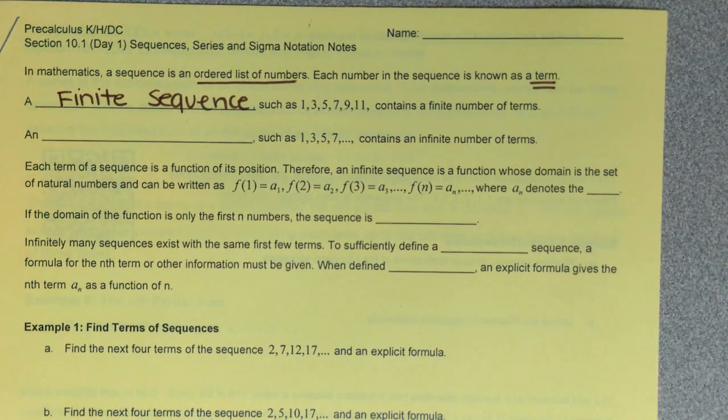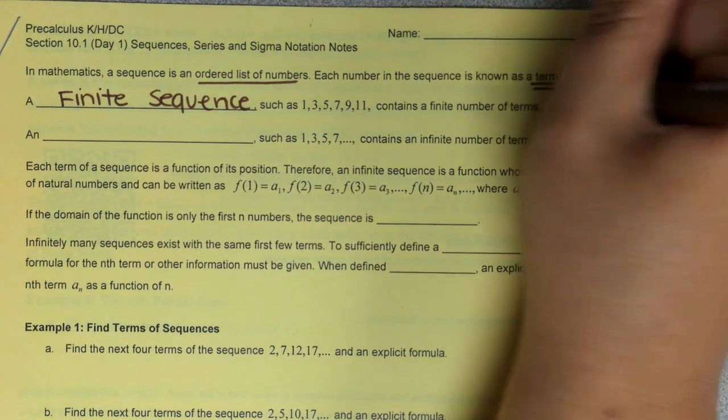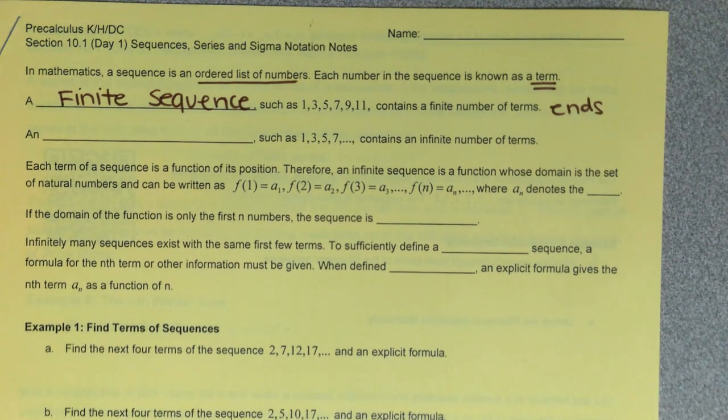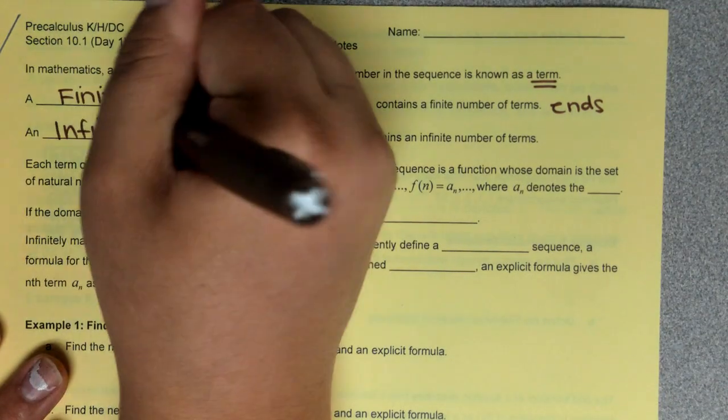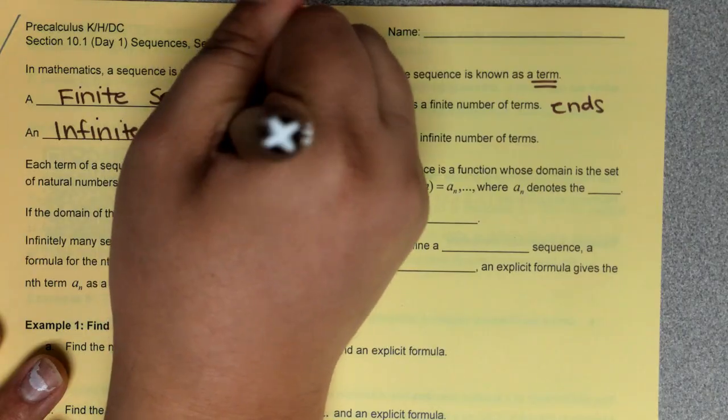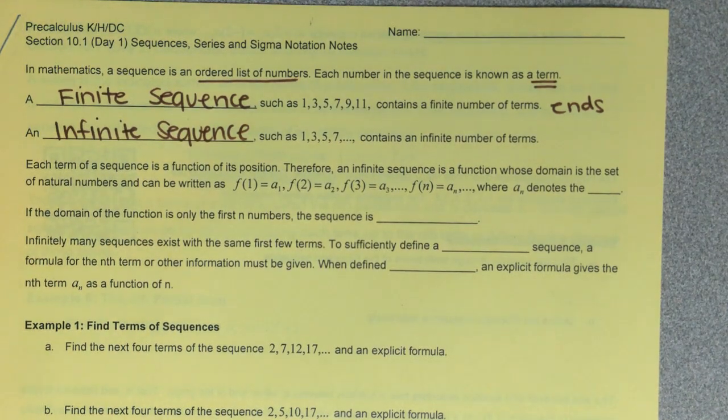A finite sequence such as 1, 3, 5, 7, 9, 11 contains a finite number of terms. That means this sequence ends. How many terms does this sequence have? 6 terms. There are 6 numbers in the sequence. That means there are 6 terms in the sequence. All right? An infinite sequence, such as 1, 3, 5, 7, ... contains an infinite number of terms, meaning the sequence will never end.